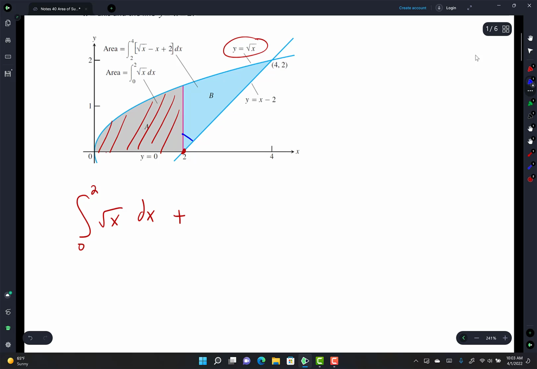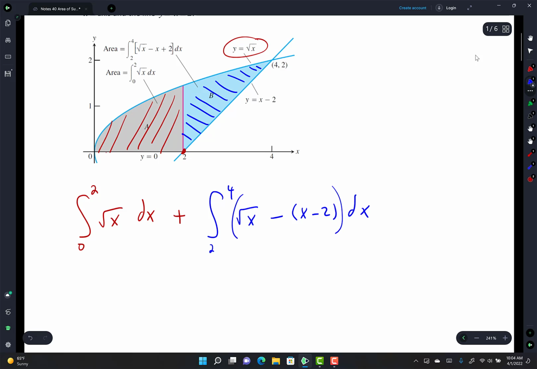Now I want this region here in blue, so I'm going to color code it with blue. That region in blue, I'm going to go integral from 2 to x value 4, and then what curve is on top? Square root of x minus what curve is on bottom? X minus 2. There is my setup. If you want to put a giant parenthesis like that, that's fine. That's your setup. Now, can you do the algebra?